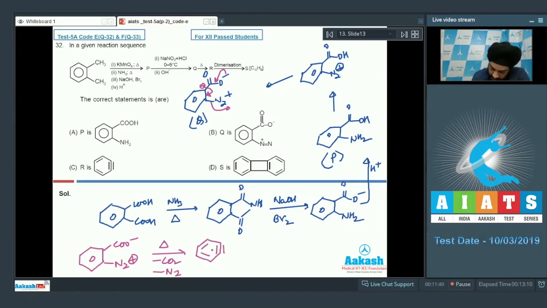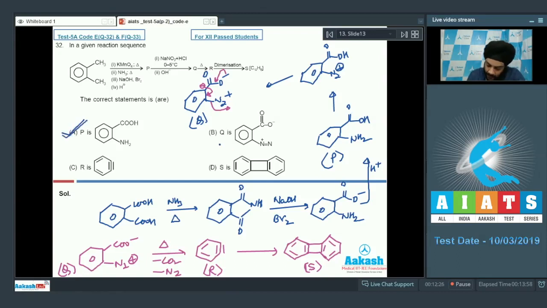So this is the product R, this was Q, and it is given to us that R is allowed to undergo dimerization. So when R undergoes dimerization, we are going to have the formation of this structure. So students, this is the compound S which is formed. Now if you look at the options given to us, option A, it says that P is an alpha amino acid. This is correct, students. We can see that P was an alpha amino acid.